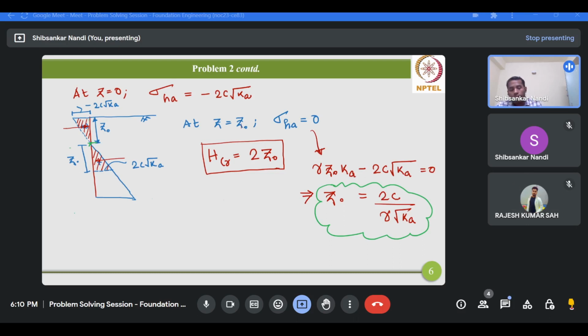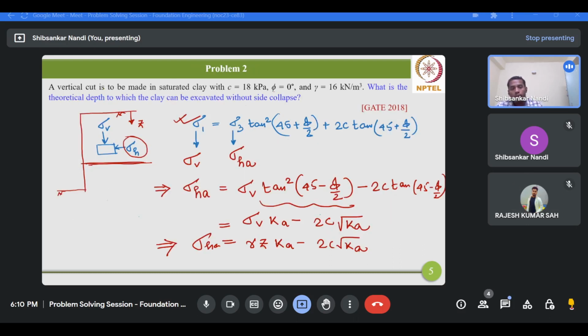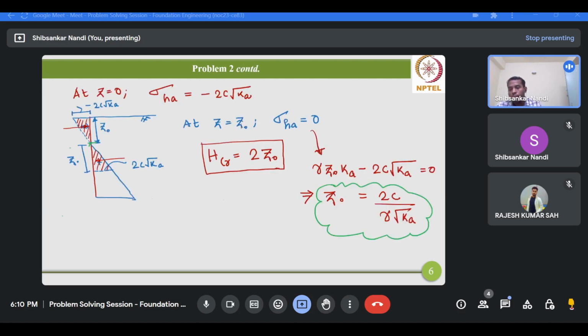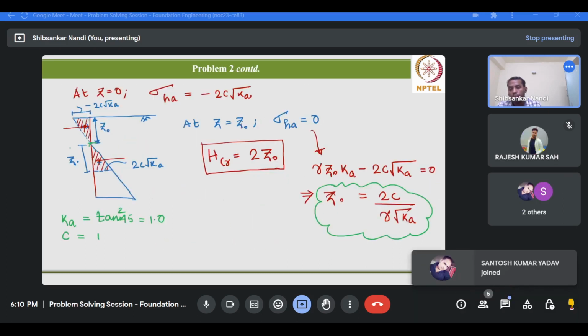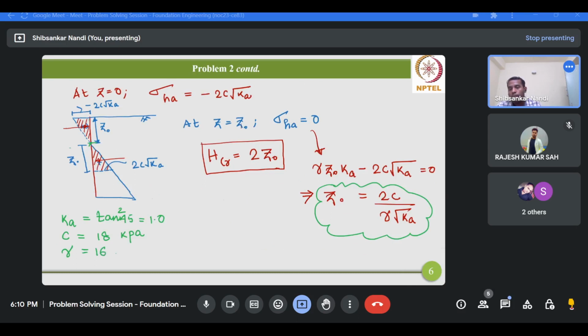Now Ka we have already defined: Ka is tan square of 45 degrees minus phi by 2. Now for this problem, since phi is equal to 0, the K value would be simply tan square 45 degrees, so that means 1. What is the value of cohesion for this problem? The value of cohesion is 18 kPa. And what is the value of unit weight? Gamma is 16 kilonewton per meter cube.